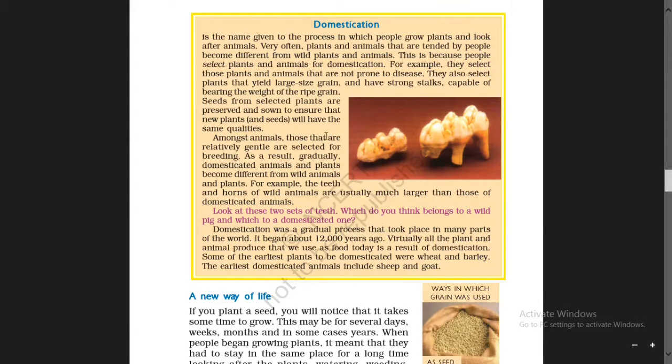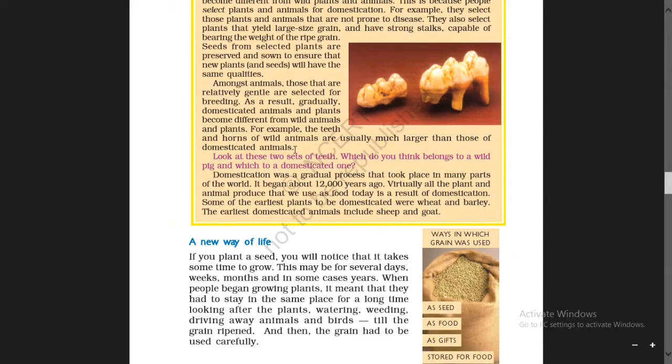Amongst animals, those that are relatively gentle are selected for breeding. As a result, gradually domesticated animals and plants become different from wild animals and plants. For example, the teeth and horns of wild animals are usually much larger than those of domesticated animals. Boys, you must remember it.